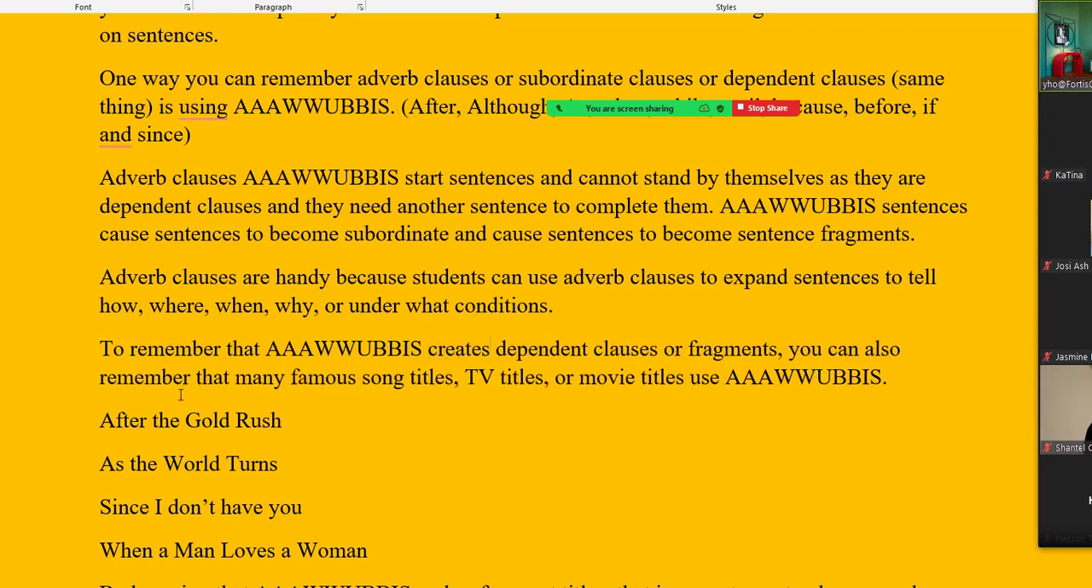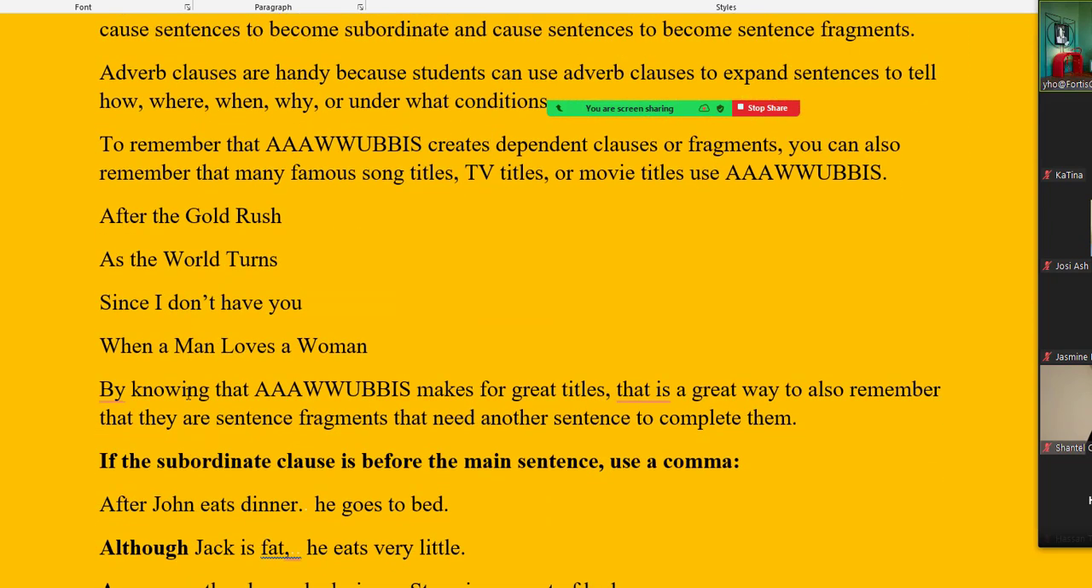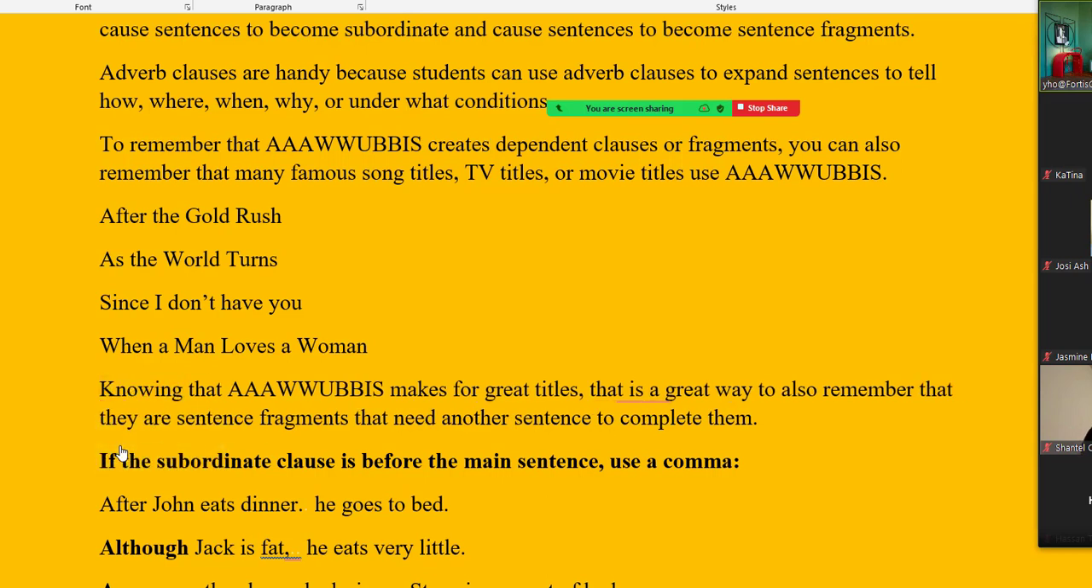You can also remember that many song titles or movie titles use AAAWWUBBs: After the Gold Rush, As the World Turns, Since I Don't Have You, When a Man Loves a Woman. So by knowing that AAAWWUBBs make for great titles, that is a great way to also remember that they are sentence fragments that need another sentence to complete them.